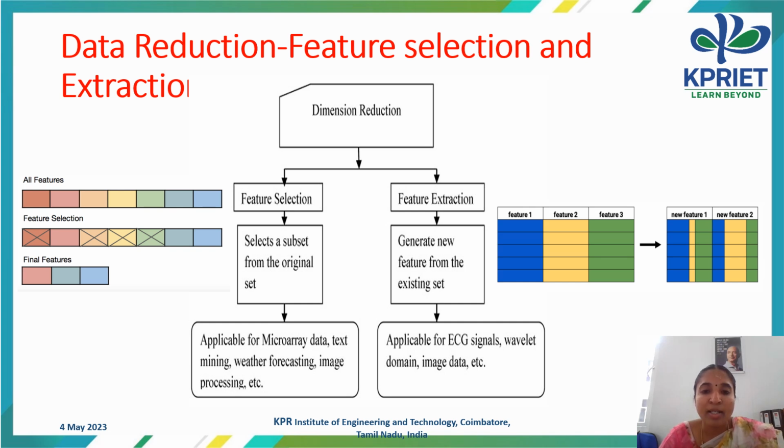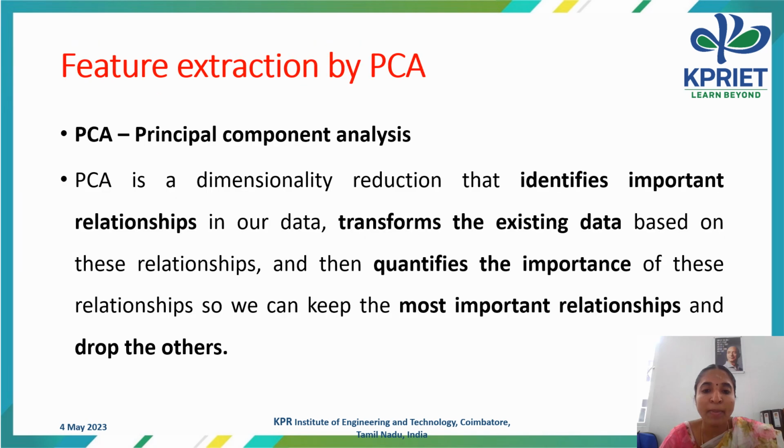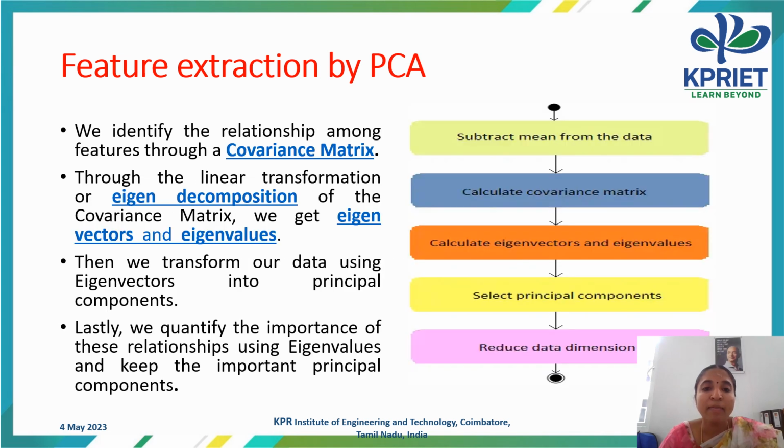Under feature extraction, we are going to use an important topic called principal component analysis for data reduction. It is a dimensionality reduction that identifies the important relationships in our data and transforms the existing data based on these relationships, and then quantifies the importance of these relations so that we can get the most important relations and drop the others. But to do this process and to identify the important relationships, we have to follow a few steps to arrive at the principal component.